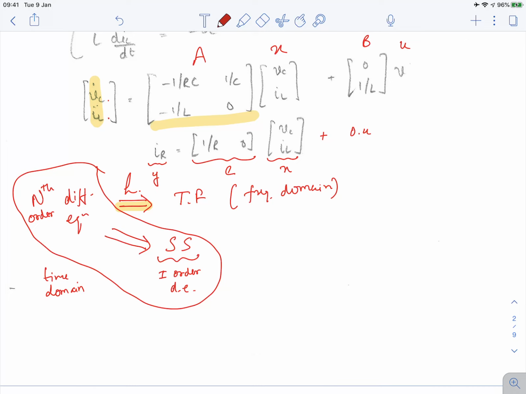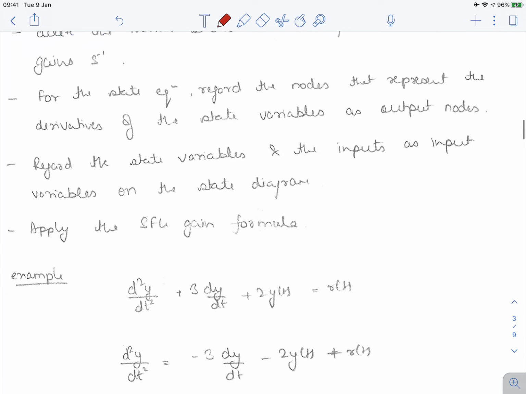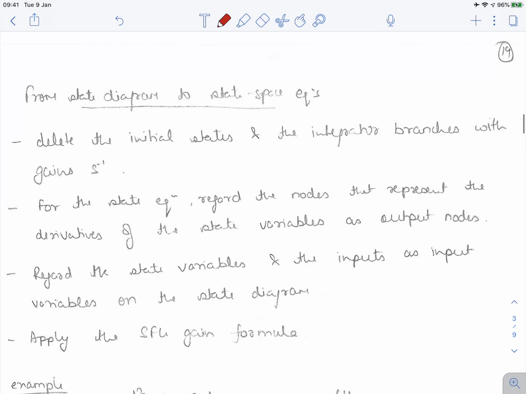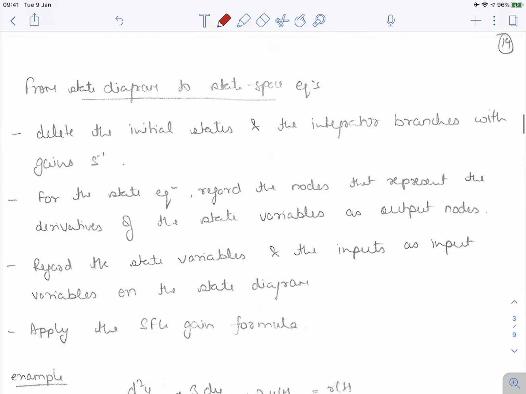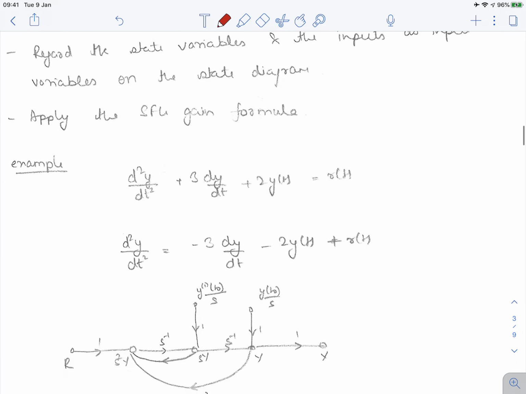So how to solve for state space by an SFG or a block diagram. This is the path which I suppose is covered on page 19 of the lecture notes, where we go from the state diagram to the state space equations.